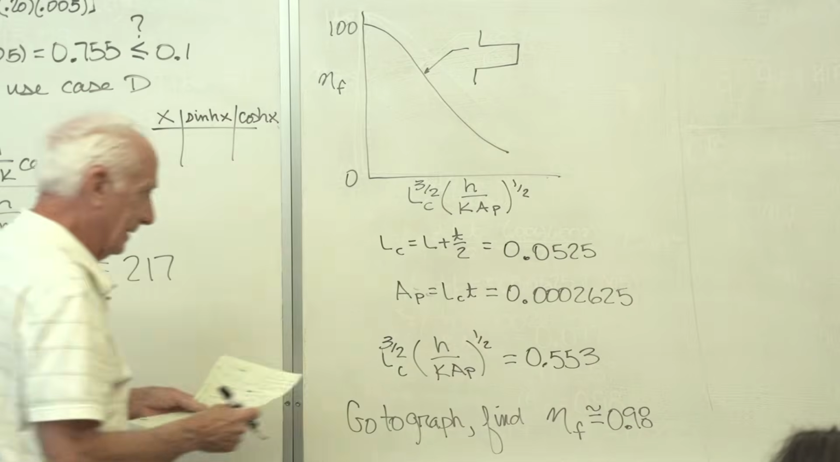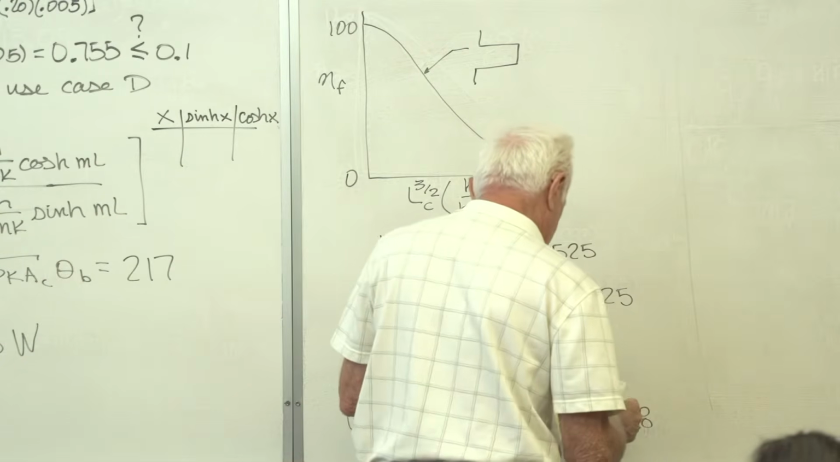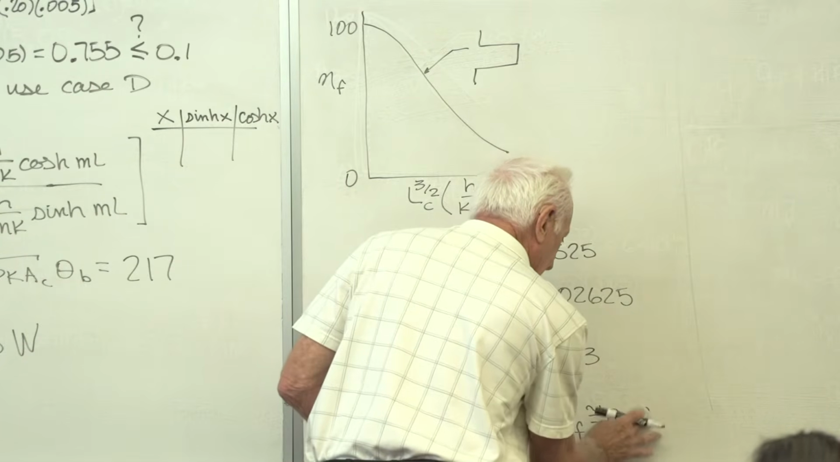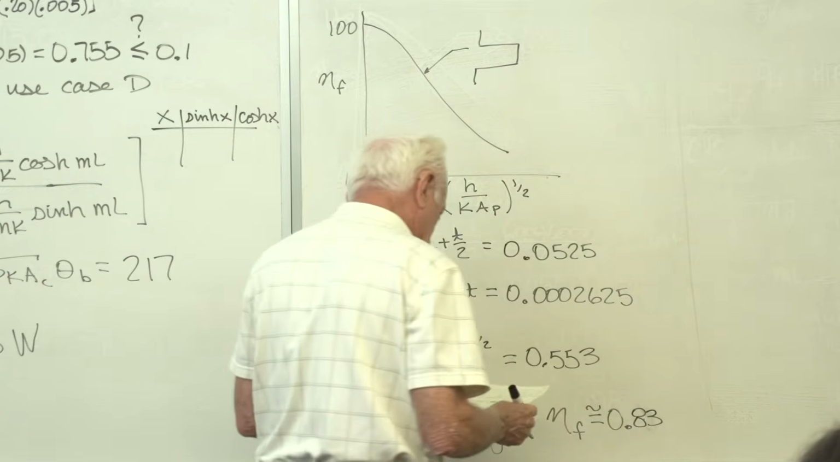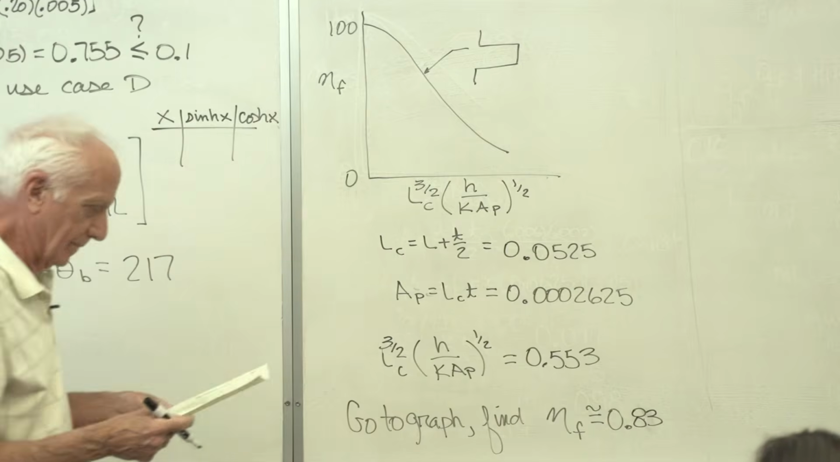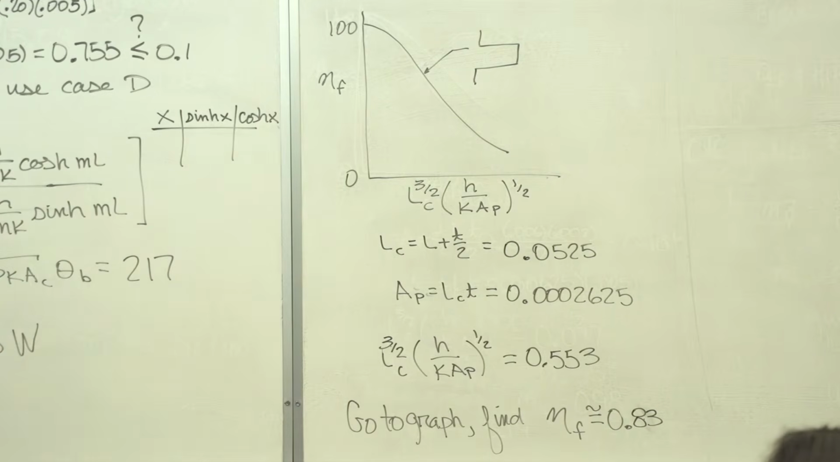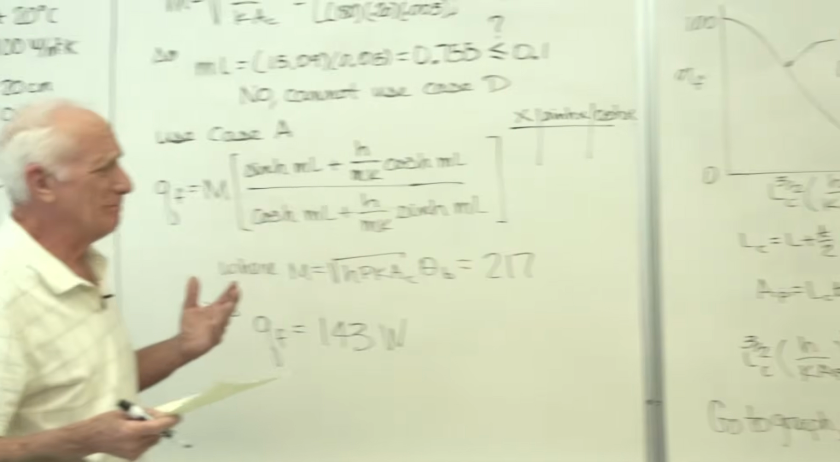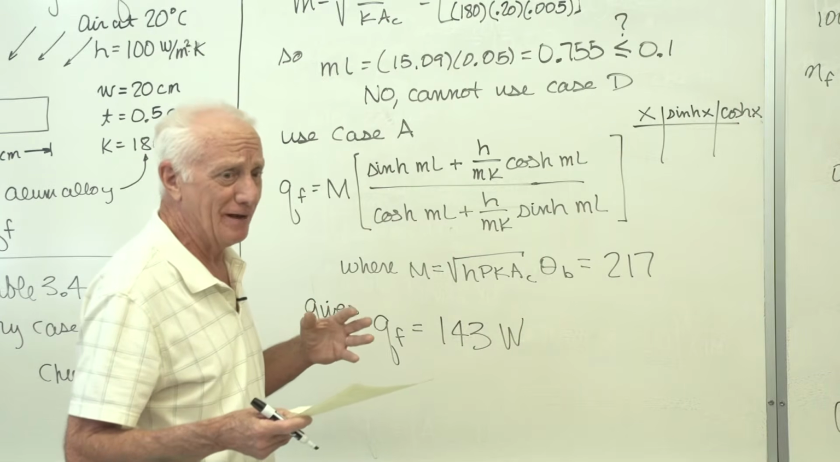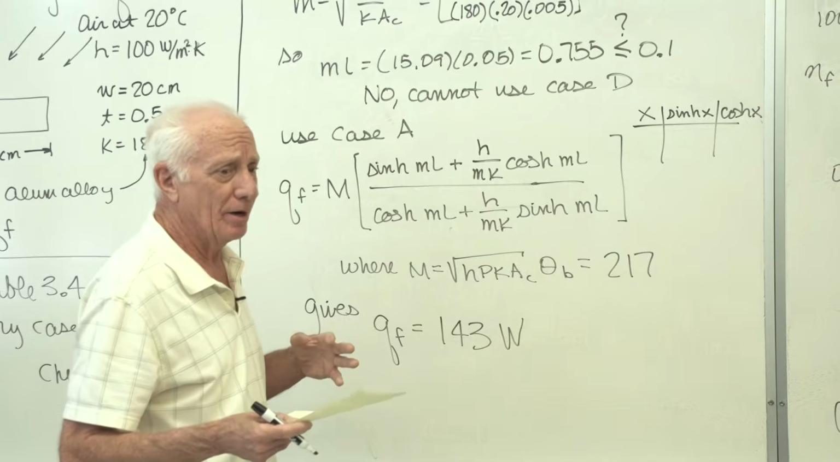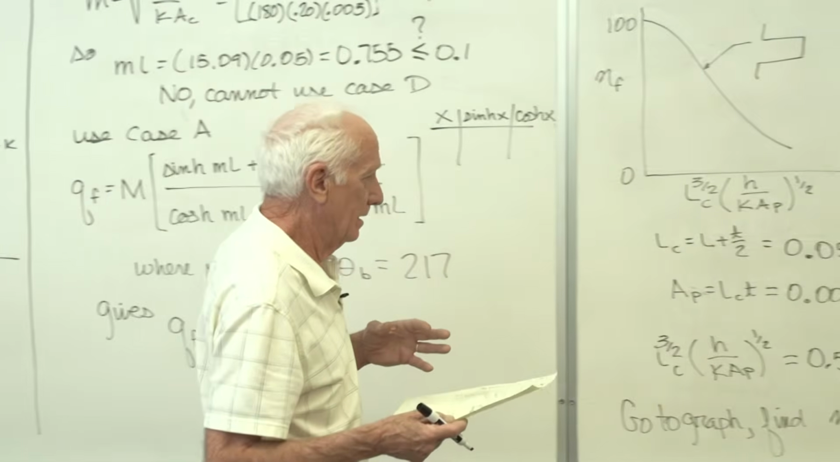No, not 98, pardon me. It's 0.83. It might be 85, it might be 81. It's really hard to read that graph accurately, but that's okay, we're in the ballpark, 0.83.